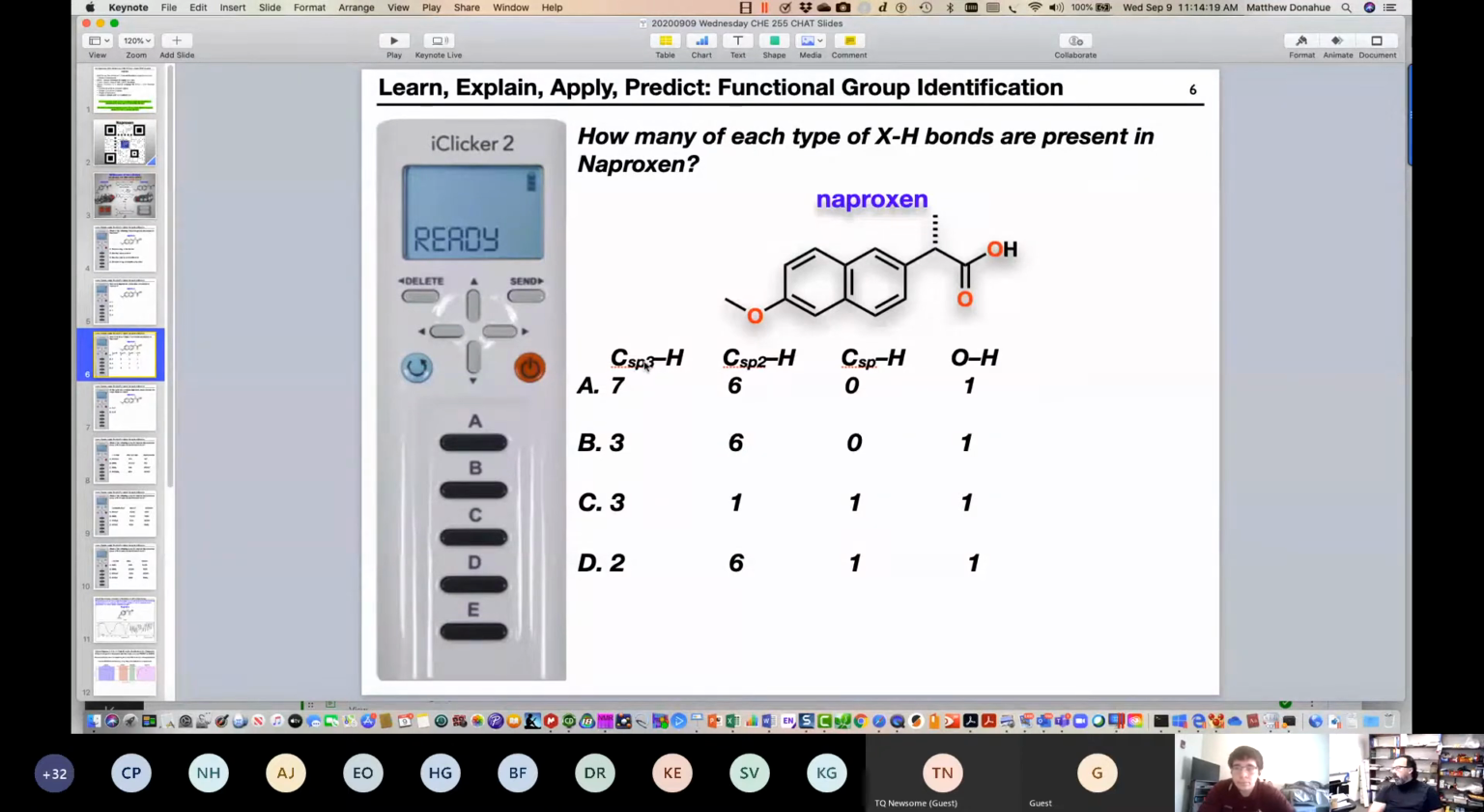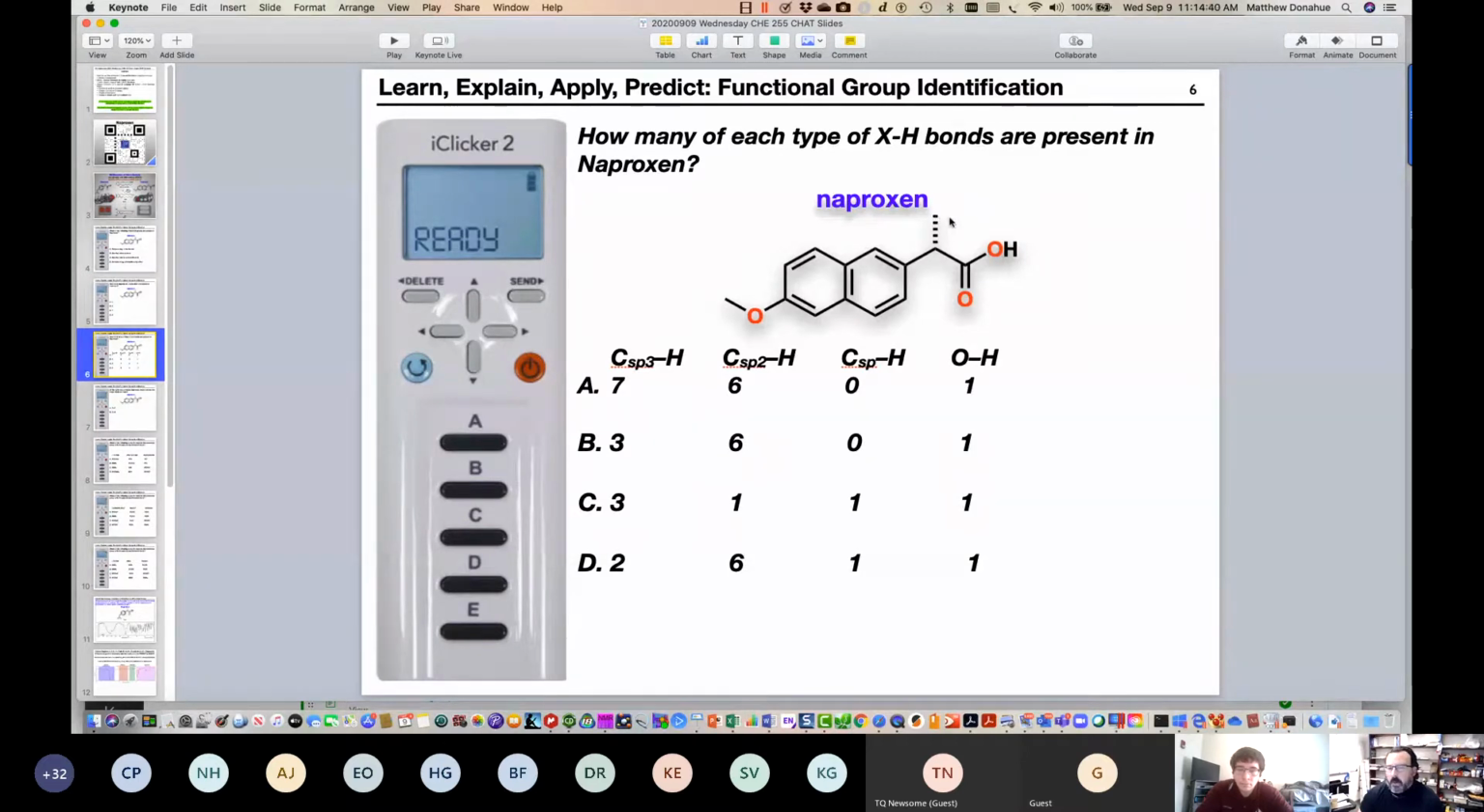So I'm seeing more B as in boy show up in the chat. So that would be the correct answer for what this question is asking. So let's point those out. So sp3 hybridized carbon, there's one here, there's one there, and then there's one there. So that's 3.